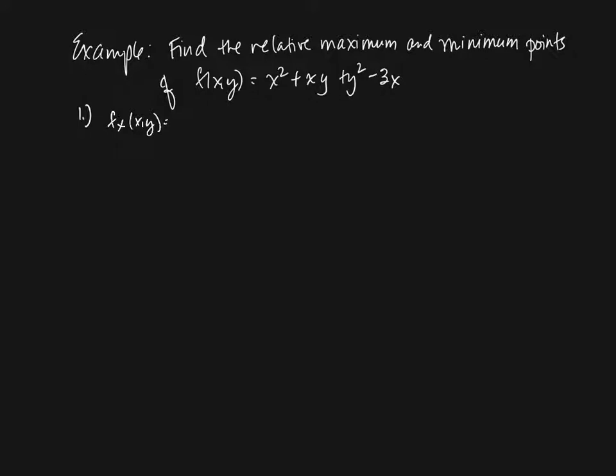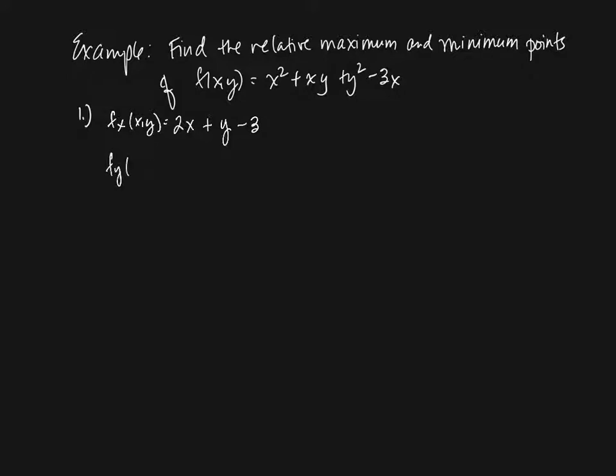So the derivative of x squared with respect to x is 2x. The derivative of x times y with respect to x is going to be 1 times y. Y is treated as a constant, so that's just y. The derivative of y squared with respect to x is 0 because it doesn't have x in it. It doesn't vary with respect to x, so its derivative is 0. And then minus the derivative of 3x, which is just going to be 3. So that's the partial with respect to x.